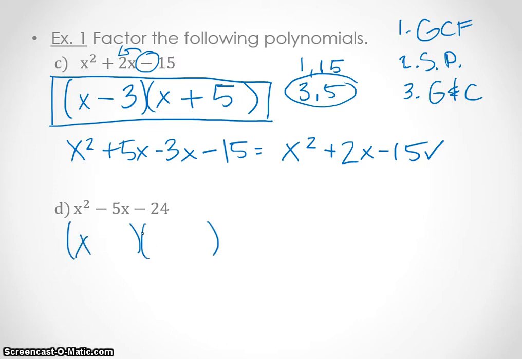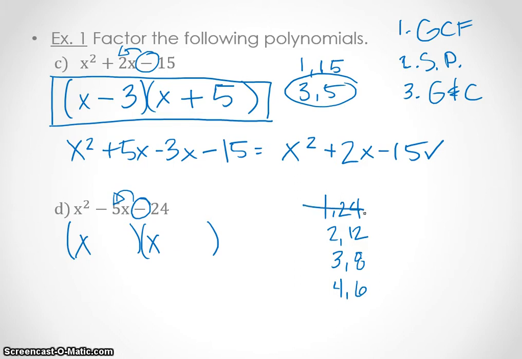We have x here, x here. Now we need factors of 24 that have a difference of 5. So let's take a look here. So we have 1 and 24. We have 2 and 12. We have 3 and 8. We have 4 and 6. That's actually it.